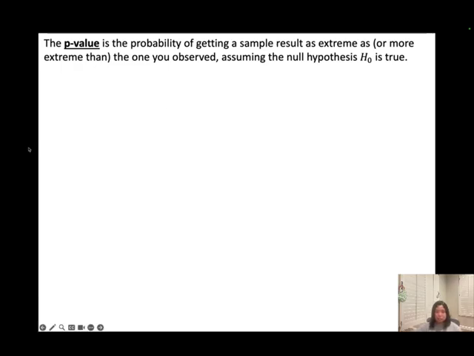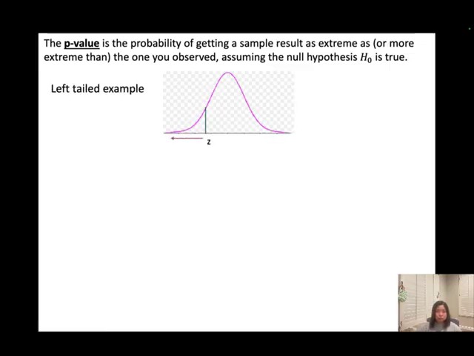P-value is the probability of getting a sample result as extreme as the one you observed, assuming the null hypothesis is true. So look at this left tail example. When we find the test statistic, we're going to put it in here. And this is talking about the more extreme values on your left tail here. And that will be your p-value. P-value is talking about the area of the left tail here.